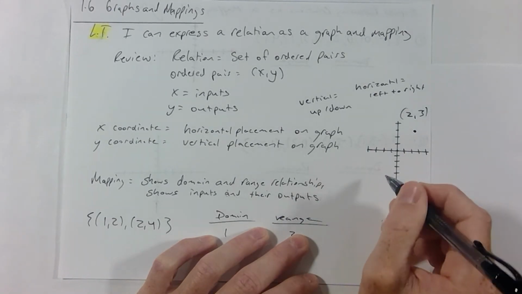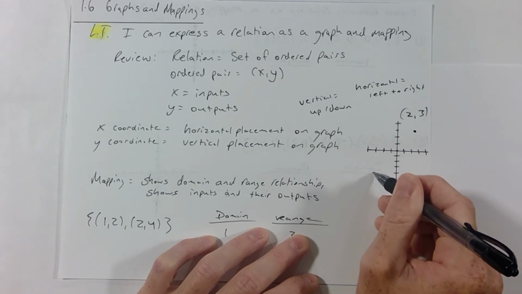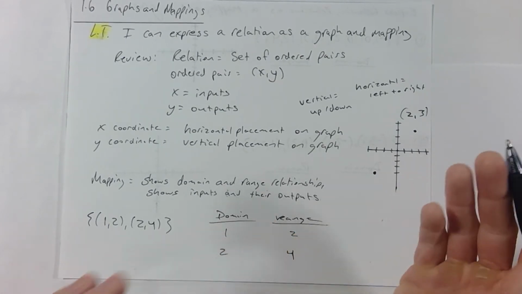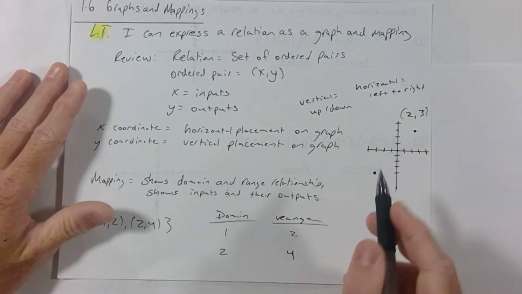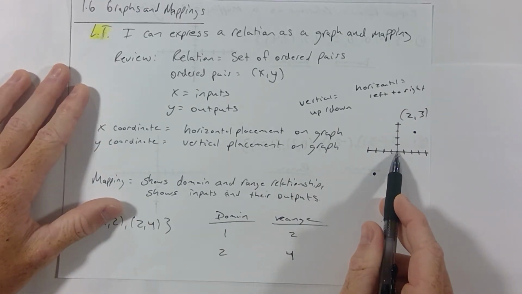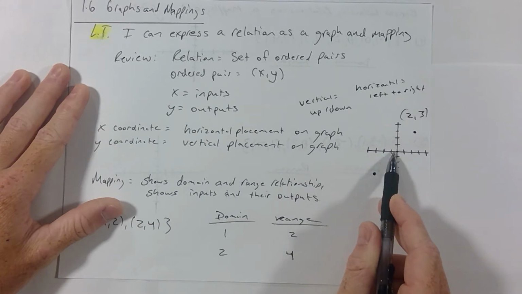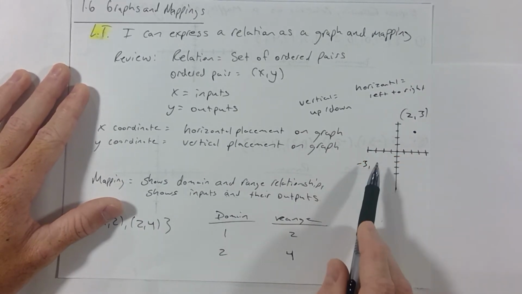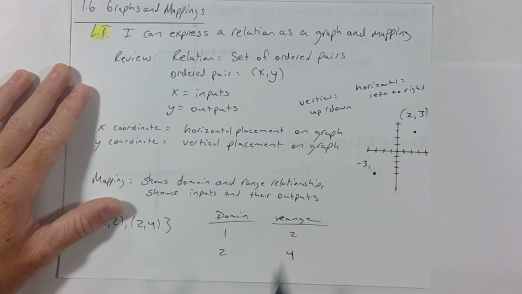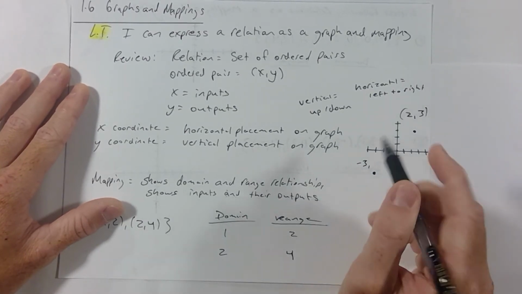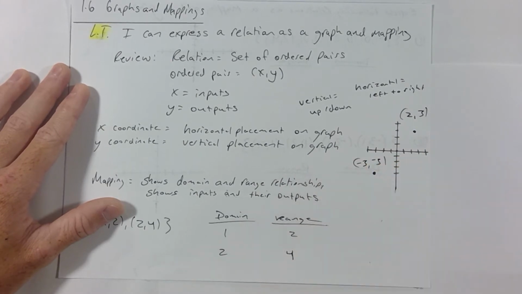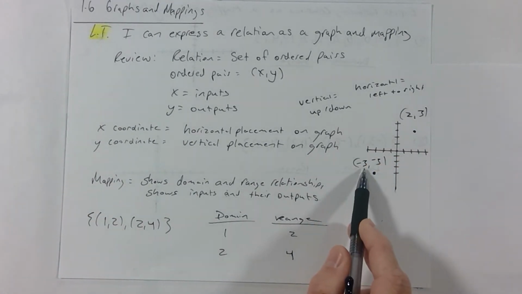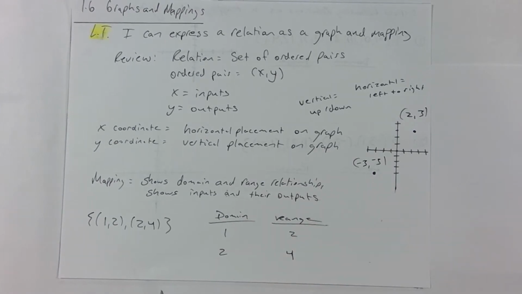Let's say I throw another point on here, right in here. I want to know what that ordered pair is. What's the x coordinate? What's the y coordinate? I go to the left now, 1, 2, 3. This way's negative, this way's positive. I went left 3, so negative 3. Then I went down 1, 2, 3. Up is positive, down is negative. And there is that ordered pair. Horizontal placement, left 3. Vertical placement, down 3. That's your graphing.